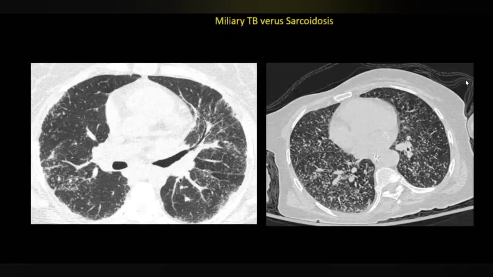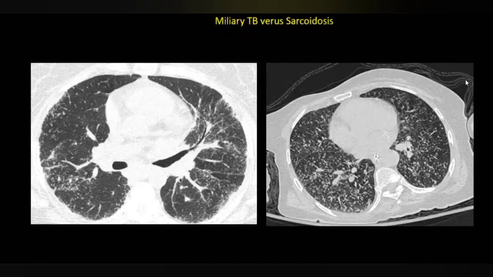Now, in this case, you have 2 images. One of them is sarcoidosis, and one of them is miliary tuberculosis. So you have to tell me which one is TB and which one is sarcoidosis. Sir, the first one on the left side is sarcoidosis, as I can appreciate a nodular thickening along the peribronchovascular and lymphatic and pleural base.